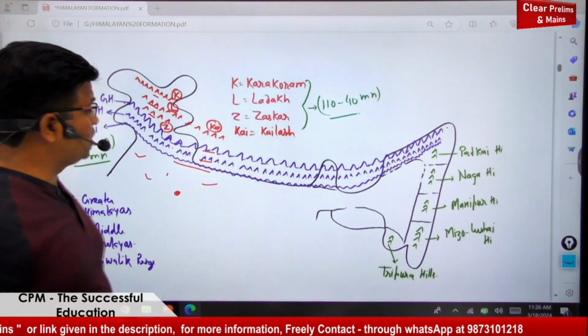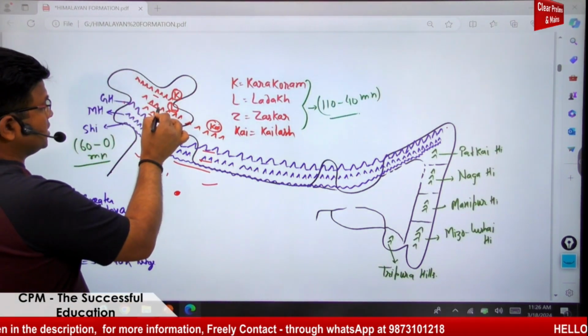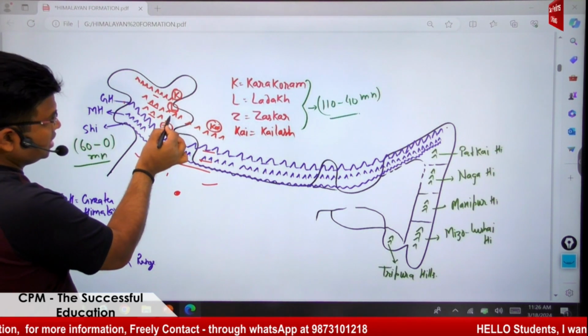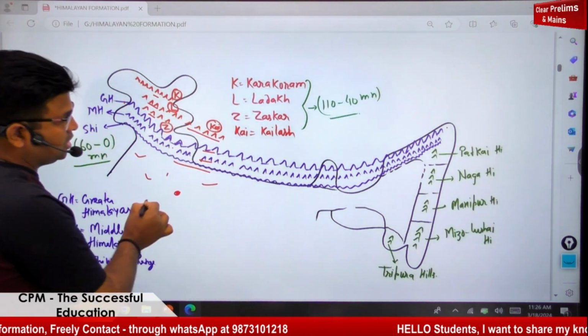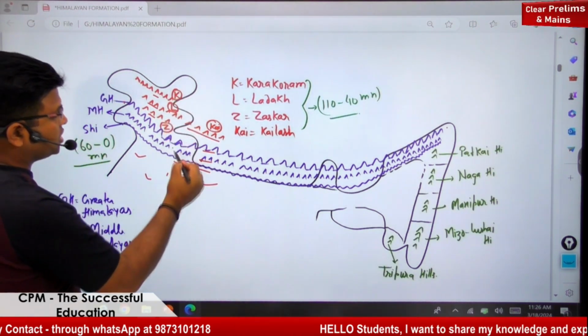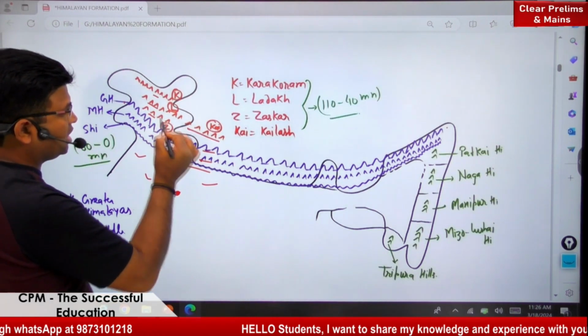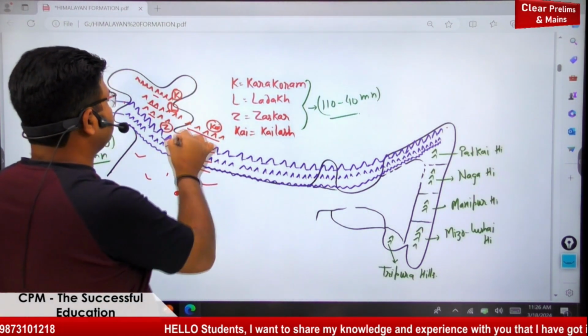It is Godwin Austen, which lies over there. So I said that Karakoram, Ladakh and Jaskar, a continuation of Ladakh in Tibet, is the Kailash range. After crossing this Shivalik, Middle Himalayas and Greater Himalayas, we will be able to see these mountain ranges.